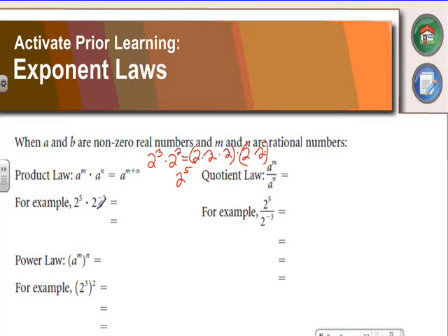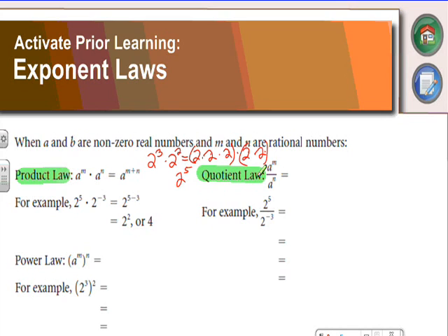Now if we've got negative exponents in there as well, that's not a problem. All we're going to do is, again, add the two exponents together, 5 plus a negative 3, which will give us 2 to the 2, or 4. And that one we call the product law.